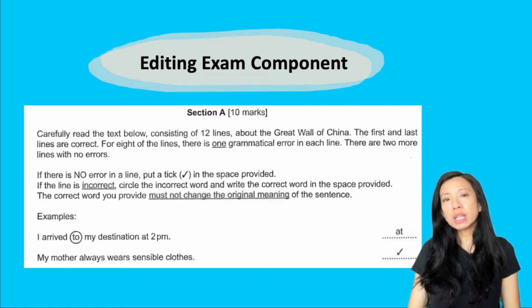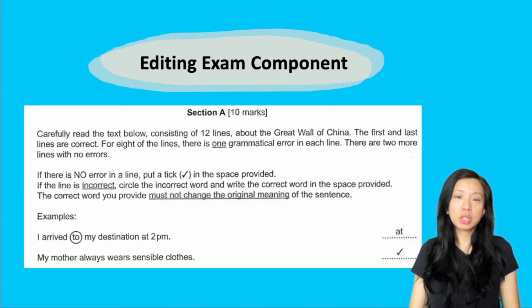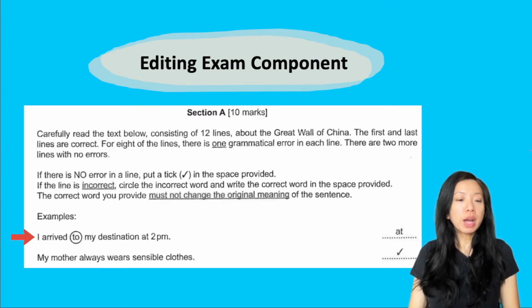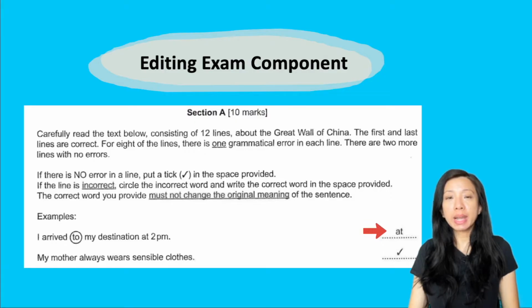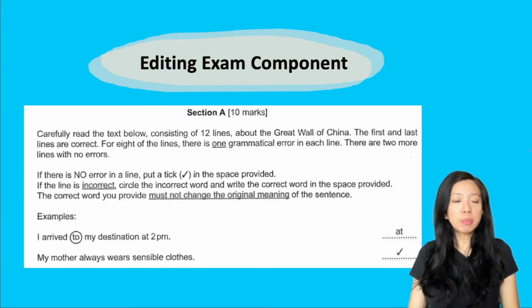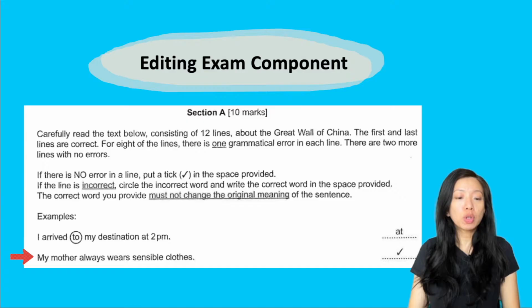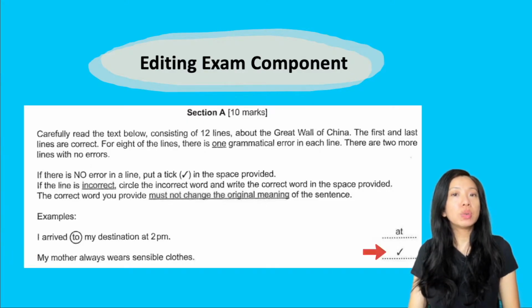Notice that they've also given us examples on how to answer the question. In the first example, I arrived to my destination at 2 p.m. The error is 'to', so I have to circle 'to' and then write the correct word in the blank on the right. In the second example, my mother always wears sensible clothes. Now there's no error in this sentence, so I don't need to circle anything. All I need to do is put a tick in the blank on the right.